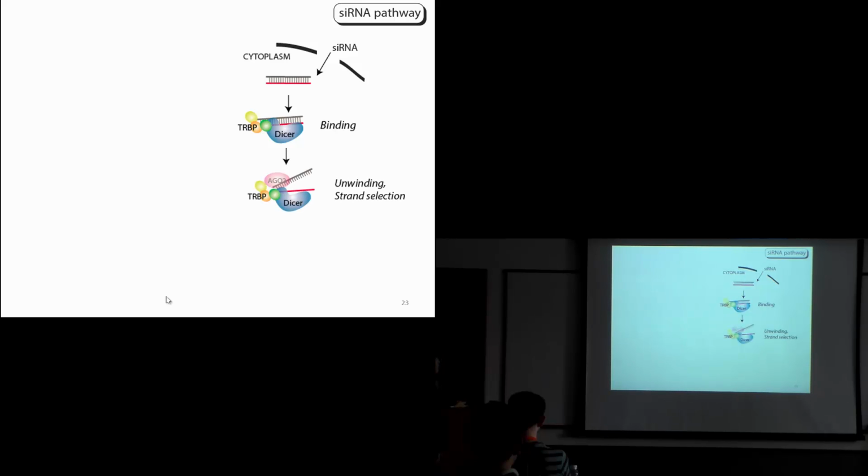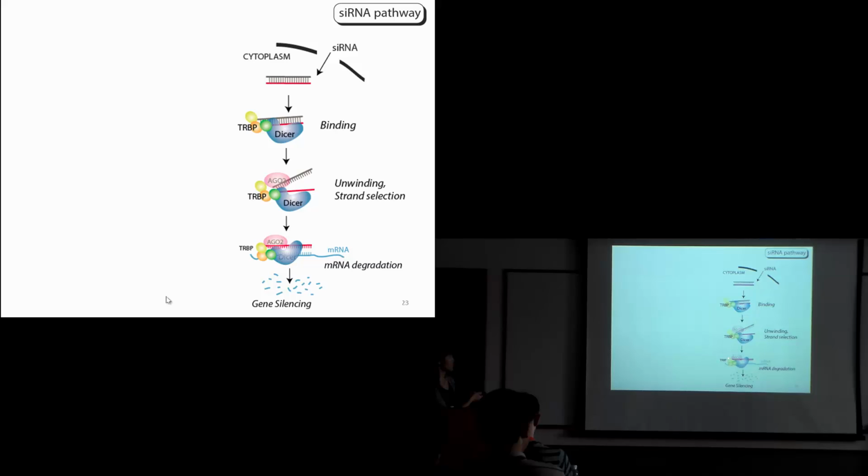This molecule does not need any scissor activity. What happens is that it needs to separate the two strands. These are two complementary strands. It needs to select what's called the guide strand from the passenger strand. The name kind of indicates its function. The passenger strand needs to be ejected out. The guide strand needs to be kept for silencing your gene. So it does the unwinding and strand selection together with the third player called Argonaute.